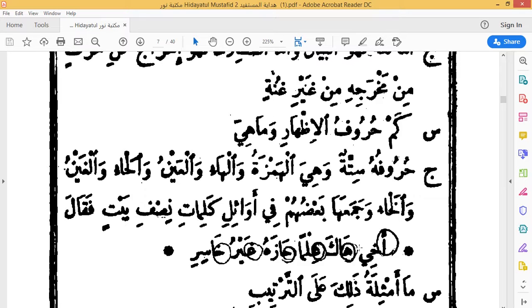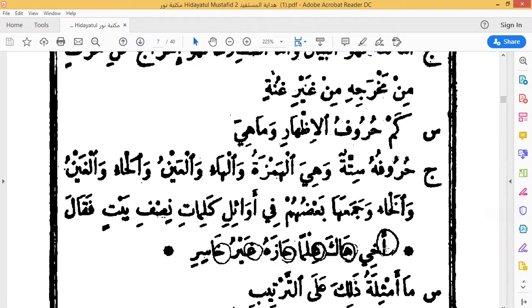أخي هاك علما. Oh my brother, this is knowledge for you. حازه غير خاسر. Make best use of it, grab the opportunity, غير خاسر, without being a loser.